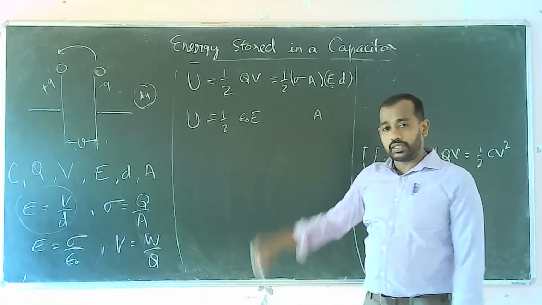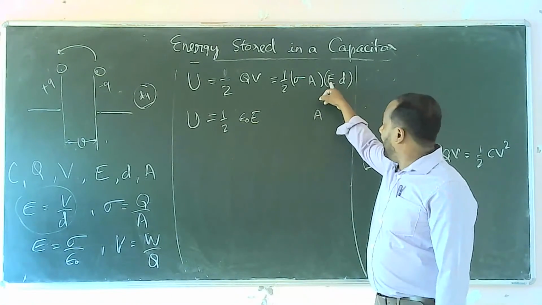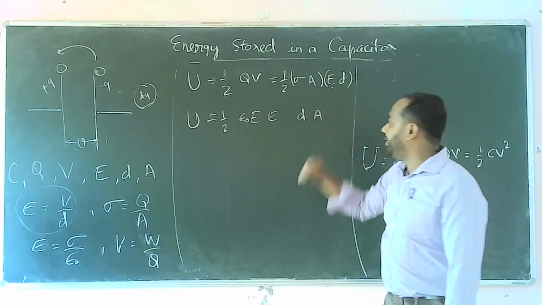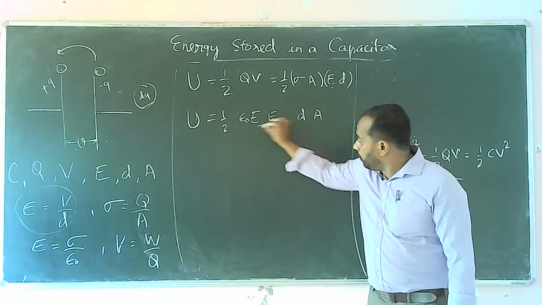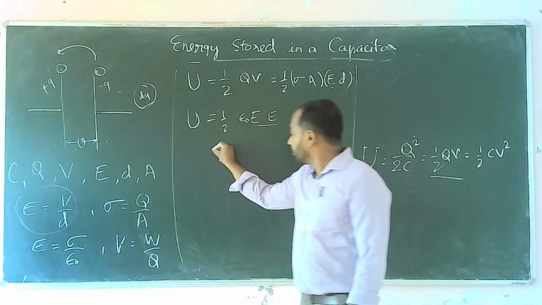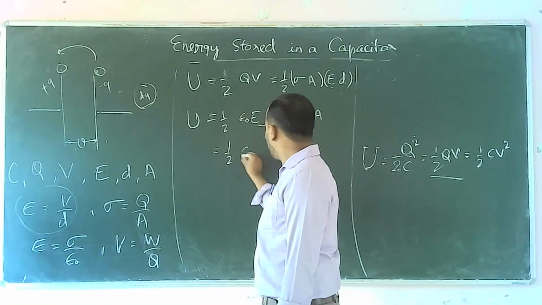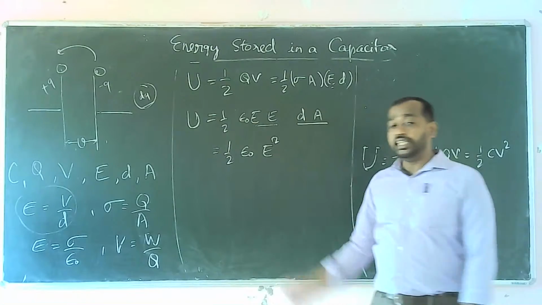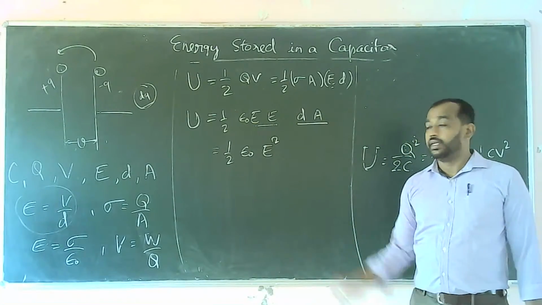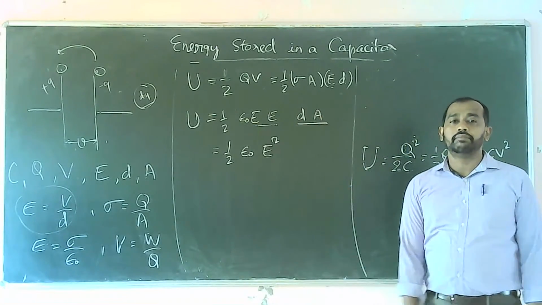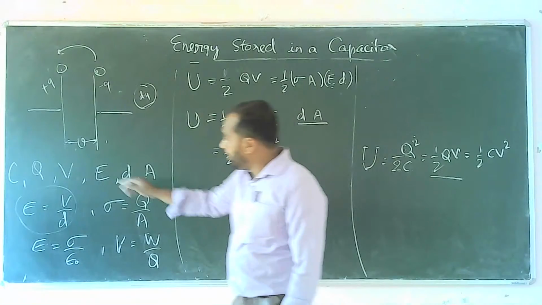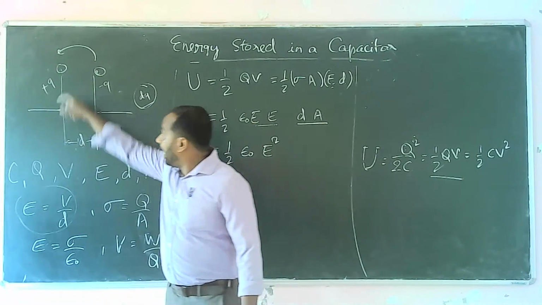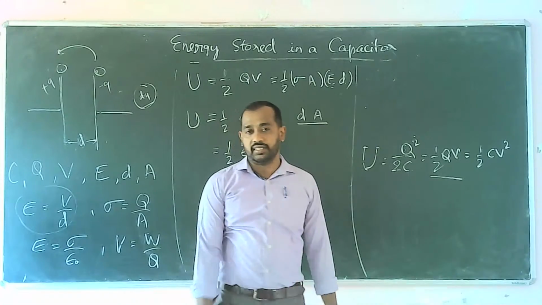I will write the area of cross section here into E into D. So E into E square. Energy stored will be equal to half epsilon naught into E square. Then these two terms, D into A, the distance between the two plates, and their area of cross section.